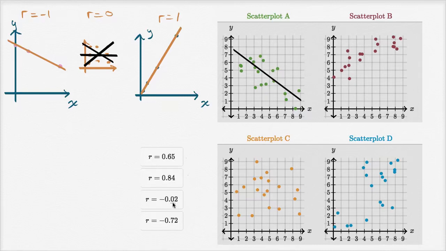And this one is almost no correlation. R equals -0.02. This is pretty close to 0. So I feel good with r is equal to -0.72. R is equal to -0.72.